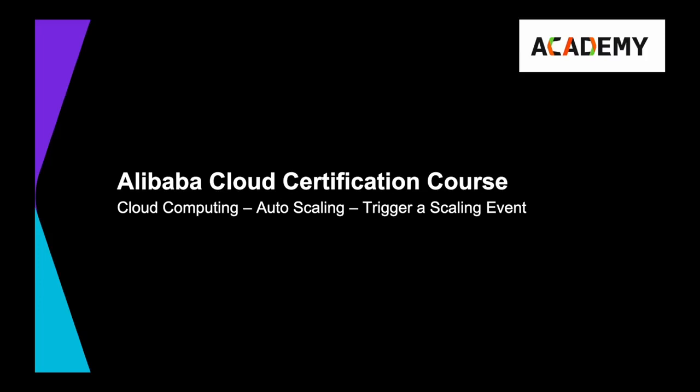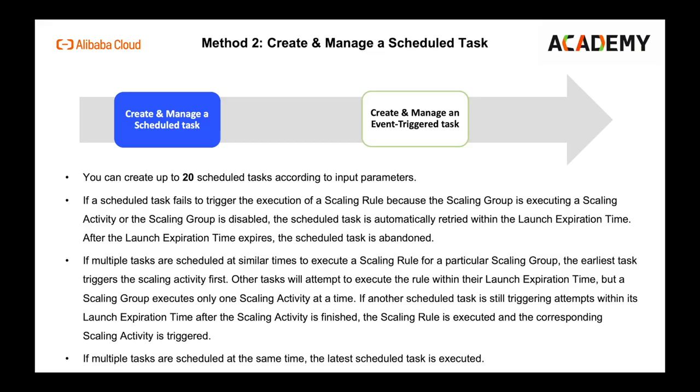Welcome back. So in the last section, we saw how we can manually trigger scaling rules to add or remove instances from our scaling group. So what are the automated ways that we can trigger scaling rules? Well, the first is scheduled tasks. You can create up to 20 scheduled tasks according to input parameters.